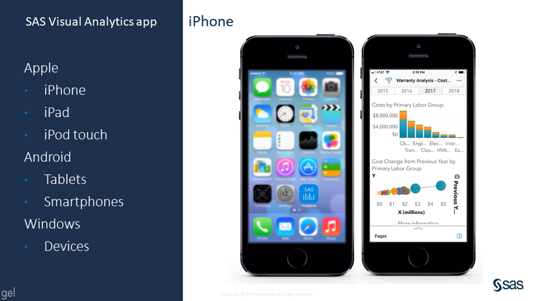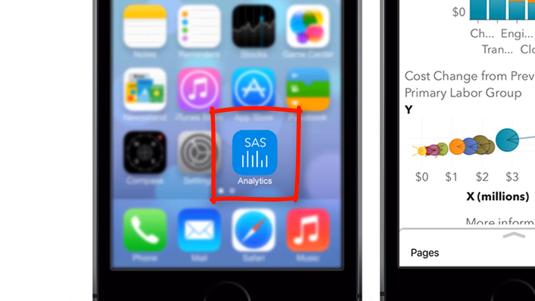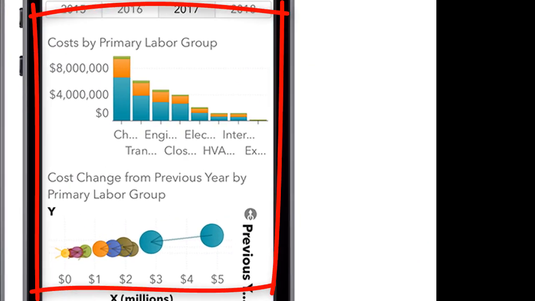You can use this app to look at your reports on Apple iPhone, iPad, or iPod Touch, or Android tablets and smartphones, or Windows devices. You'll simply install the SAS Visual Analytics app, and then you'll be able to look at some sample reports or even your own reports that you can download.